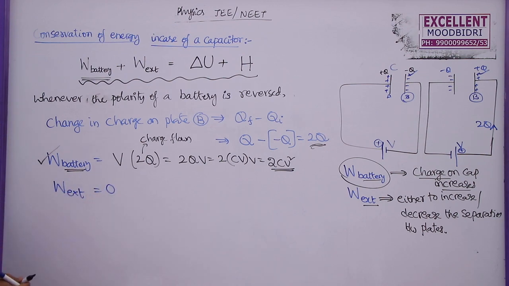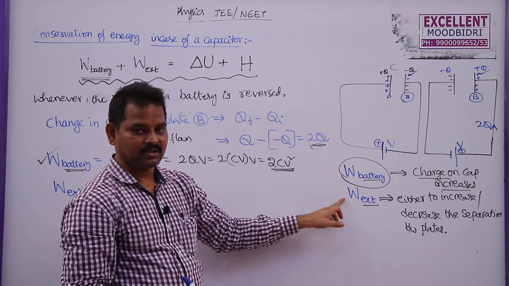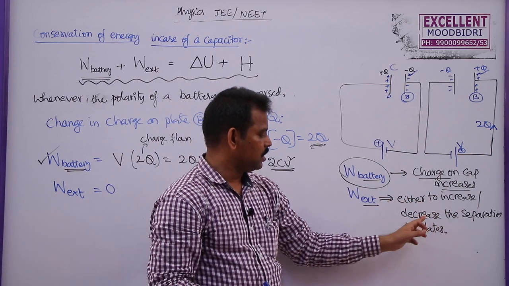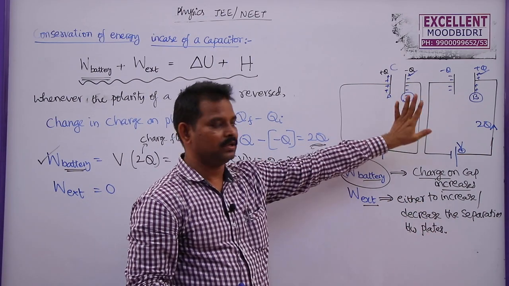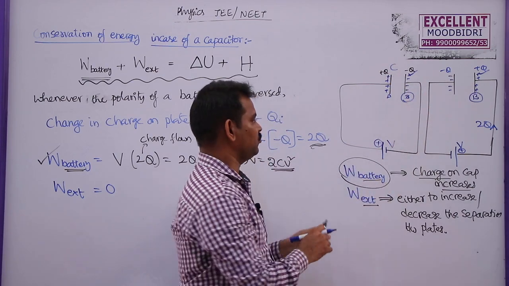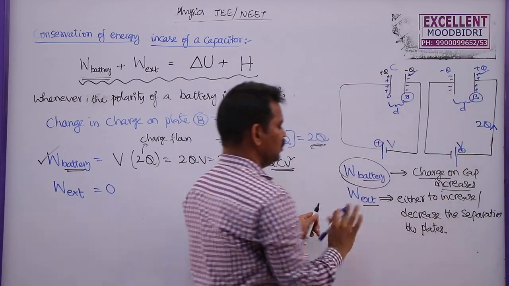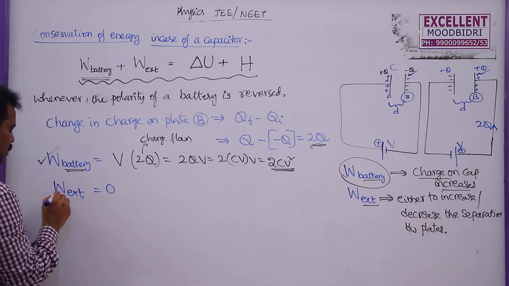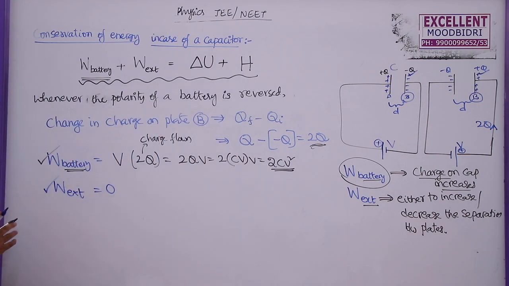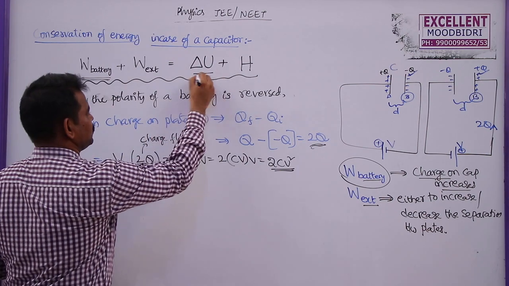This is 0. Whenever we do some work externally, either it increases or decreases the separation between the plates. But here I am not changing the separation. The previous separation between these two plates was D, and now also it is D. So external work is 0. Work done by external force will be 0. So what is the change in energy?